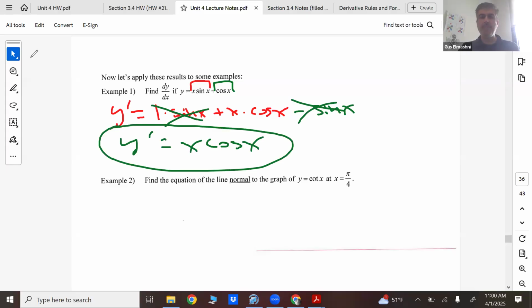And we talked about how you can verify it. You can always go to the graphing calculator, graph the original equation, then graph its derivative, and then graph the derivative you got by hand, and they should be the same thing. So you can totally just check your work that way.